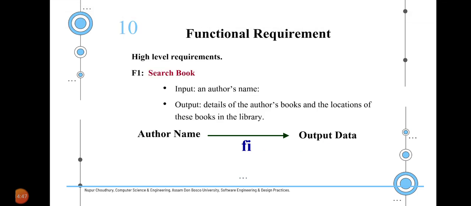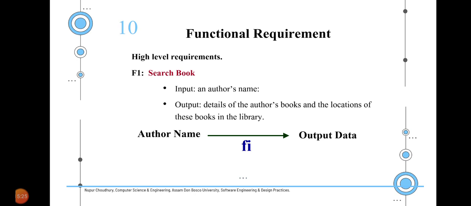Talking about functional requirements, they are basically the high level requirements, and as already mentioned, we are converting the input data into output data using a particular function. If I am considering the module or the requirement search book, the input essentially will be the author's name and the output will be the details of the author's books and locations of these books in the library. We are taking an example of the library management system.